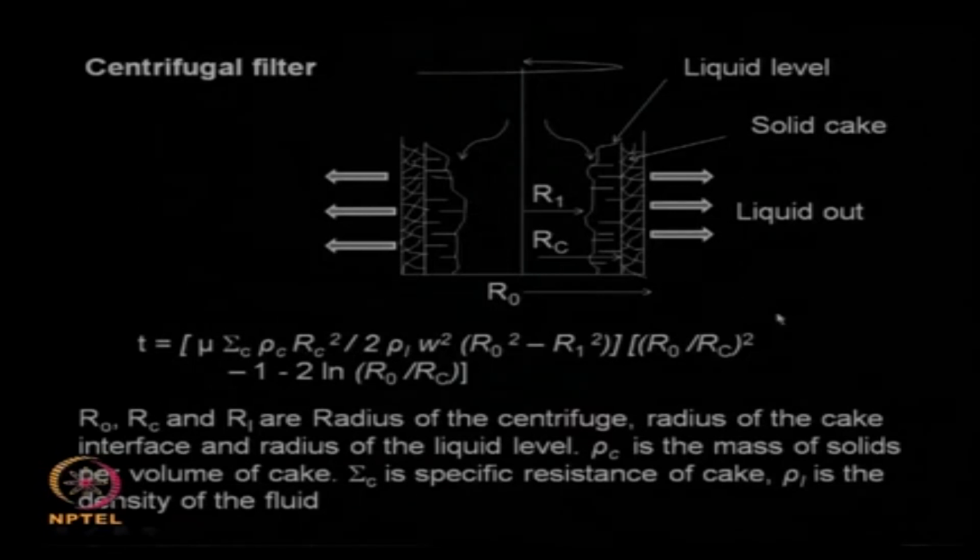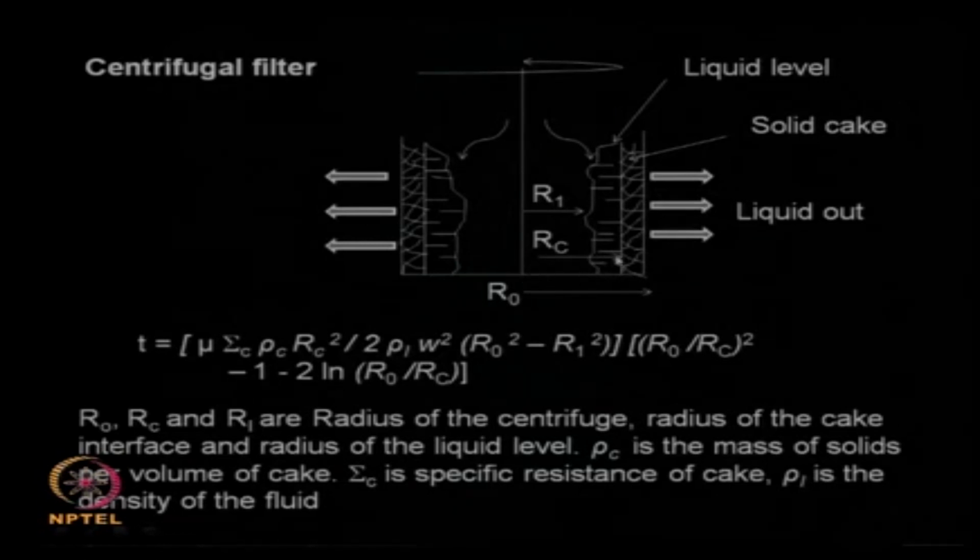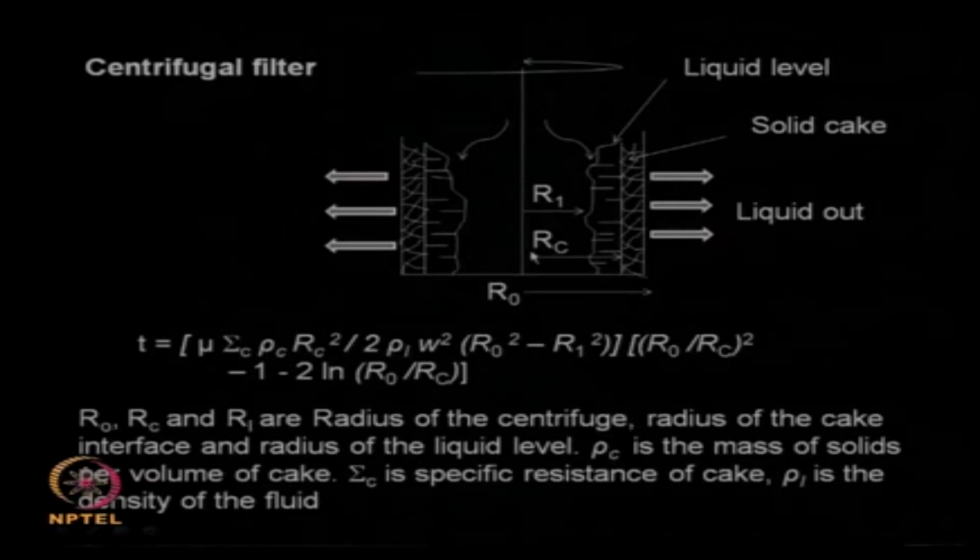depends upon several parameters here, because it is a centrifuge. We have the angular velocity of the centrifuge, and several radii terms coming into the picture. R0 is the radius of the centrifuge, RC is the radius up to the top of the solid bed, R1 is the radius of the liquid level, and of course you have terms like L, which is the height or length of the centrifuge, and also the density terms coming into the picture here.